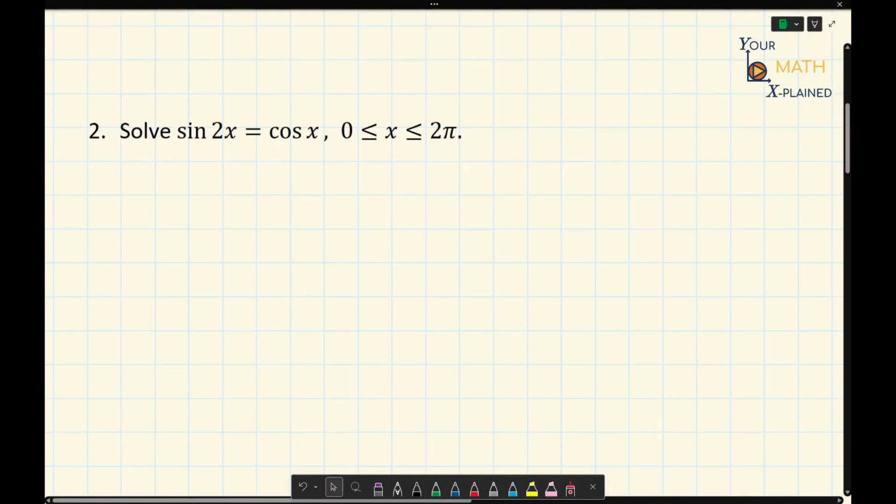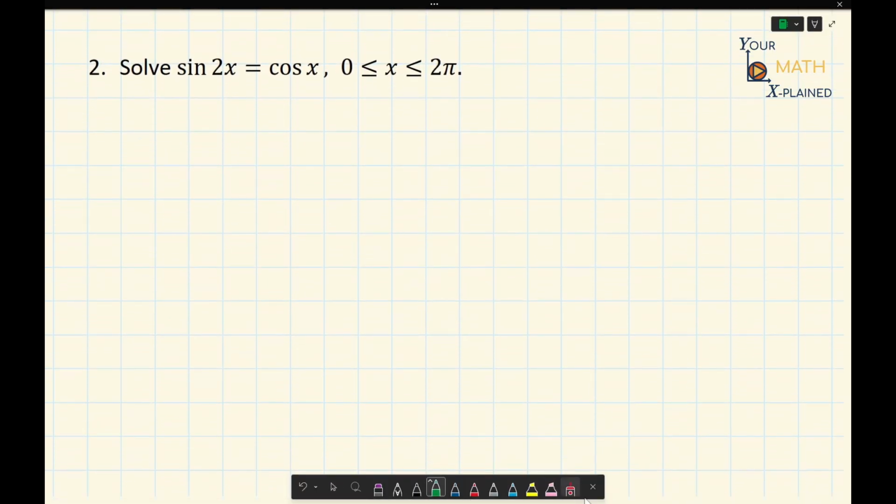Now for our next problem, we can see that immediately we have a double angle here. So that tells us we're most likely going to be using our double angle identity. So let's take a look to see if that works. Sine 2x is equal to 2 sine x cos x. And that is equal to the right-hand side, which is cos x.